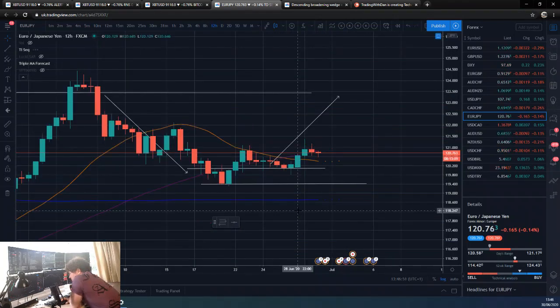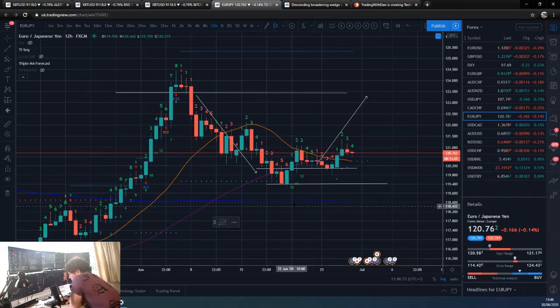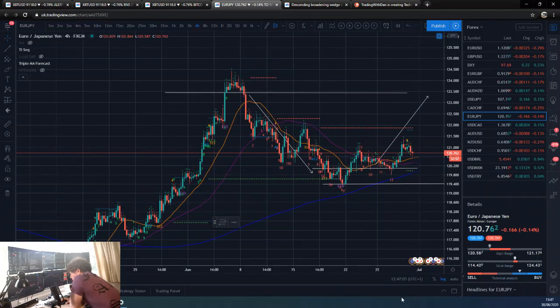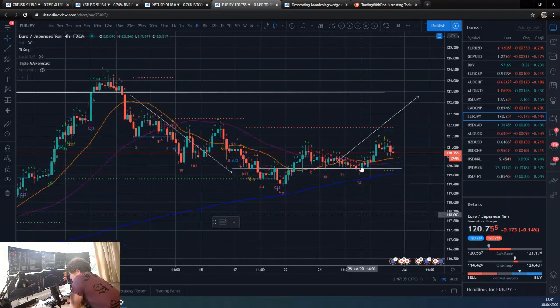12 hour. Nothing TD wise, but constructive price action. Low, high, higher low, higher high. Constructive price action. Yeah, just getting held up by this 4 hour 9, it seems. So I would expect us, after a bit of consolidation, to continue upwards.